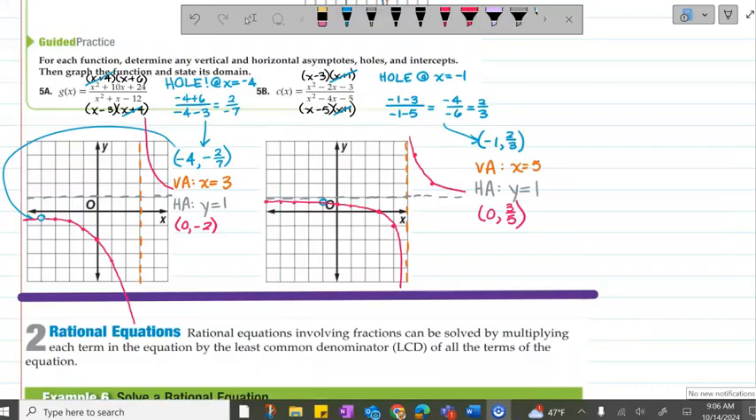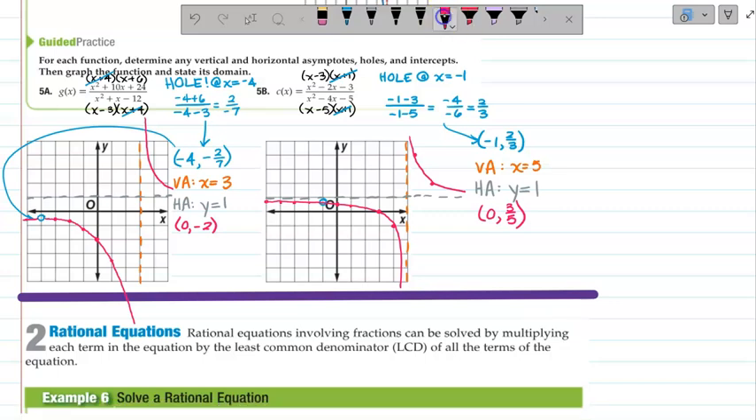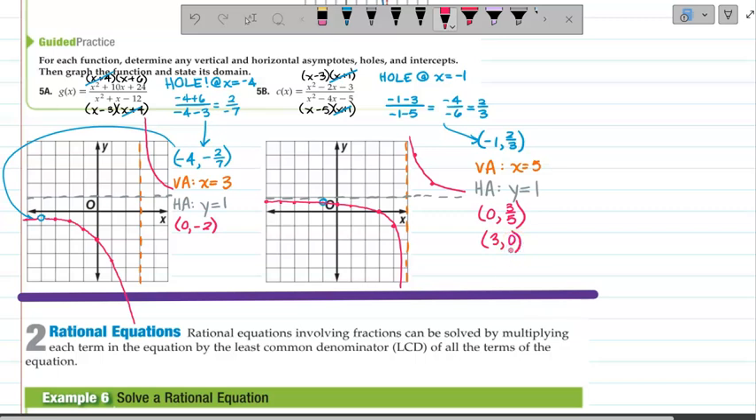All right, as you can see, I've graphed my holes, I've graphed my vertical asymptotes, horizontal asymptotes, y-intercepts, an x-intercept actually on the second one because it fit on the graph at 3, 0. I didn't even write it down, but we have one at 3, 0. And I found other points from my table, connected the pieces of the branches, and we have graphs.